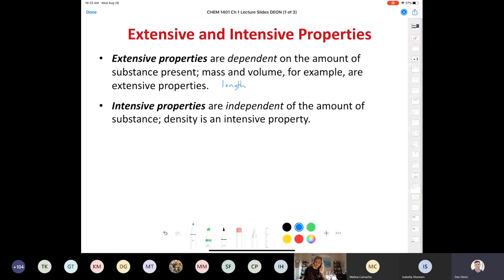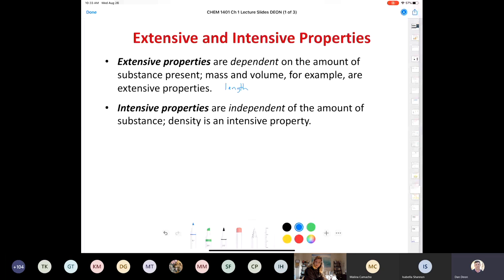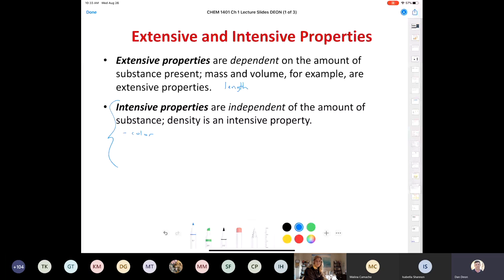For example, things like density, we could add other things to this one. I would also put in here color, right? If you have one brick that has a color, or you have 1,000 bricks the same color, right? Doesn't matter how many you have. I'd also add things like hardness. These are things that I just had written in my notes. Also melting and boiling points.